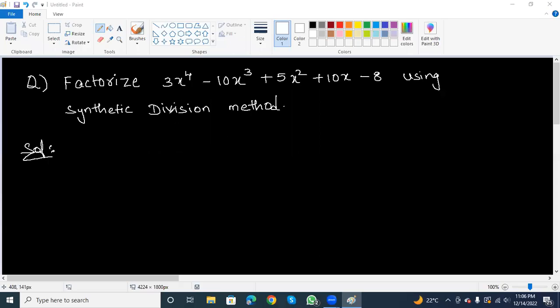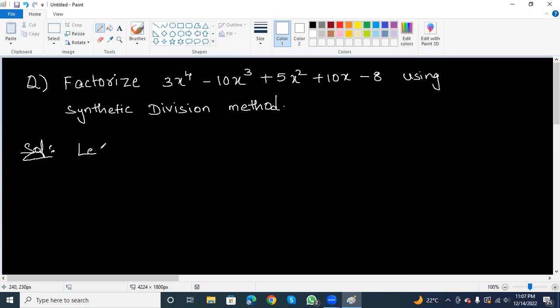I'm here with one more question of factorization by using synthetic division method. In this question, they have given a polynomial and asked us to factorize this by using synthetic division method. But we don't even have one factor. It's a biquadratic polynomial. This polynomial will have at most 4 factors, but we don't even know one factor. Then how to proceed? Let's see.